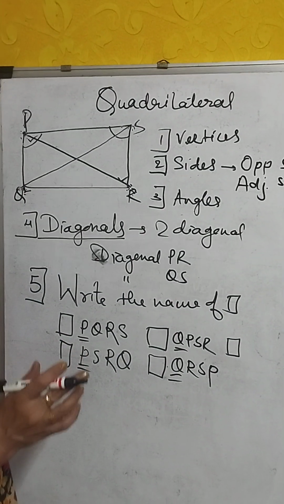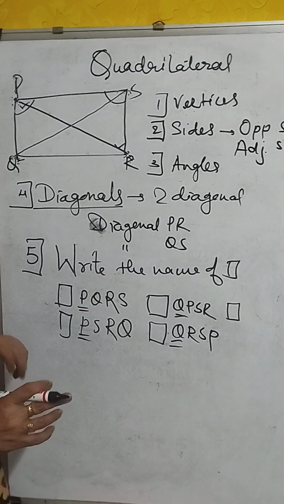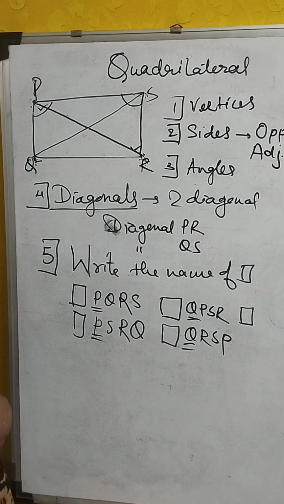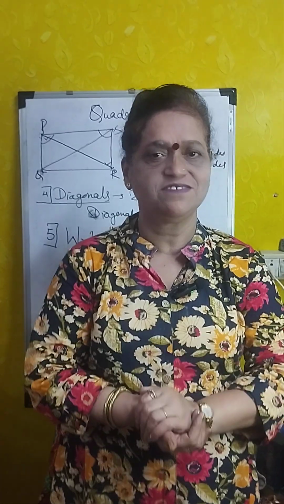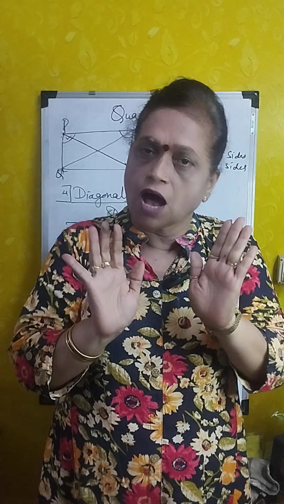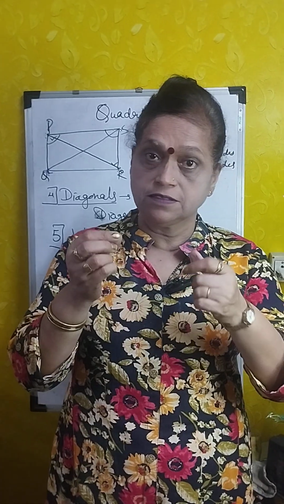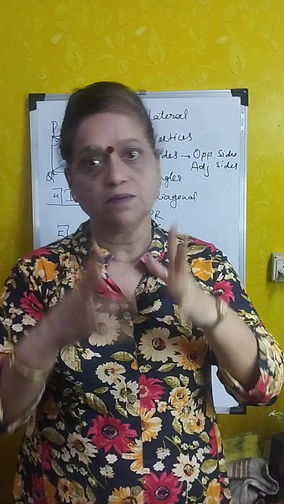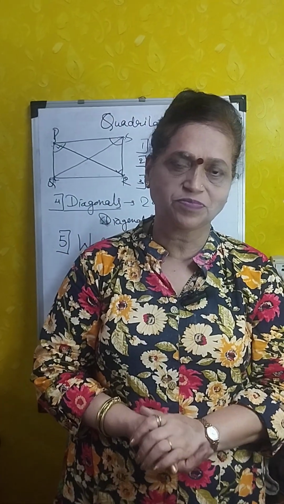4 vertices. Write the name of the quadrilateral in 8 ways. Is that clear for you? My dear students, don't take it easily that this is simple, this is simple. No. Afterwards, when you go for higher standards, there arise problems. So try to understand basic knowledge very properly.